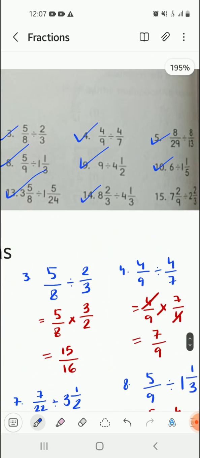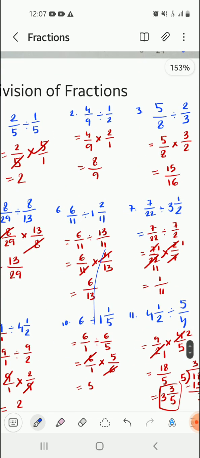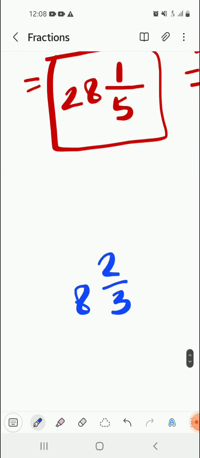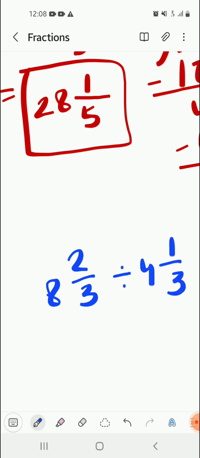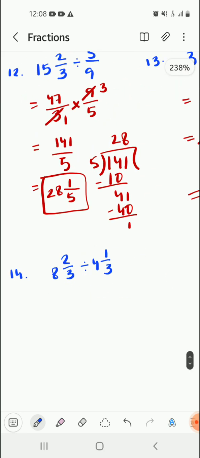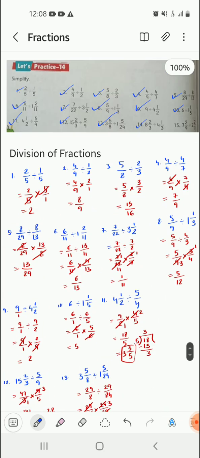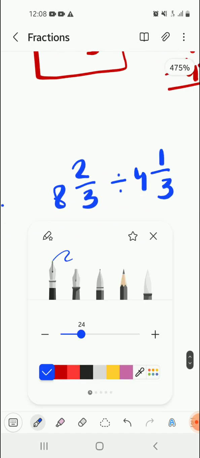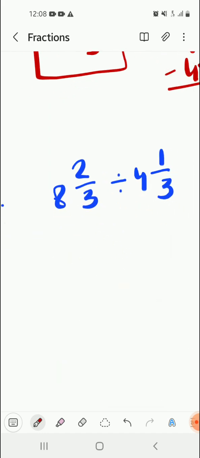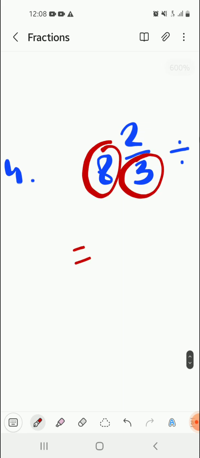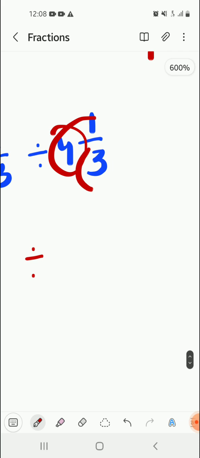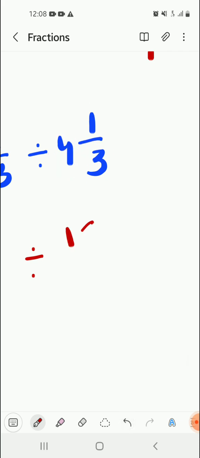8 and 2 by 3 divided by 4 and 1 by 3. Now here also we are going to first convert the given fractions into improper. 8 into 3 is 24 plus 2, 26 by 3 divided by, again, 4 into 3 is 12 plus 1, 13. So 13 by 3.